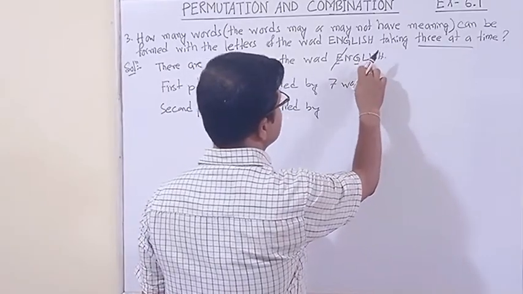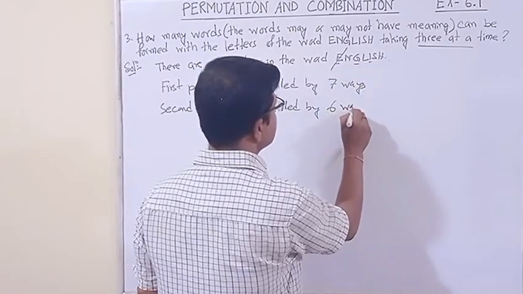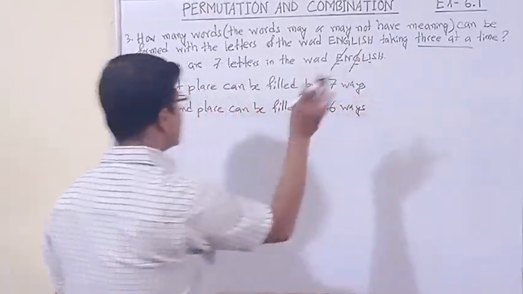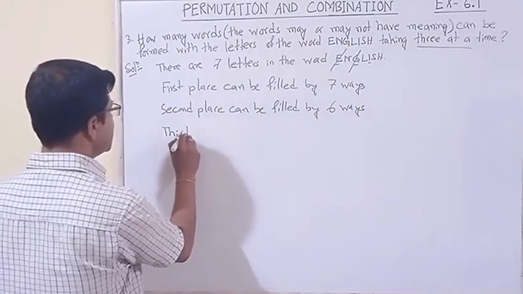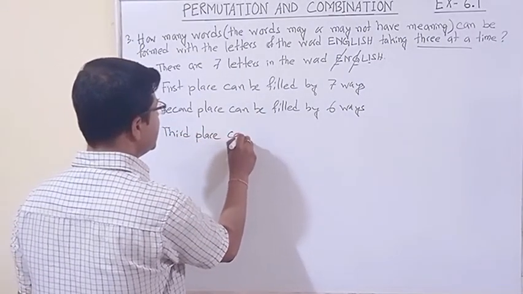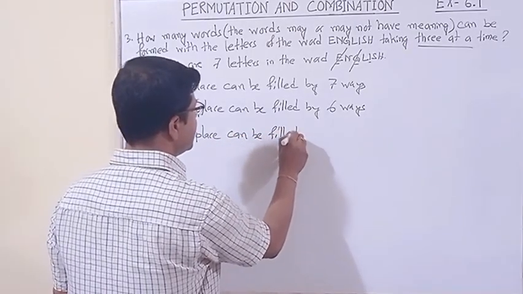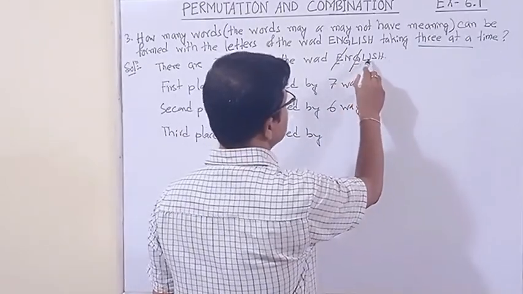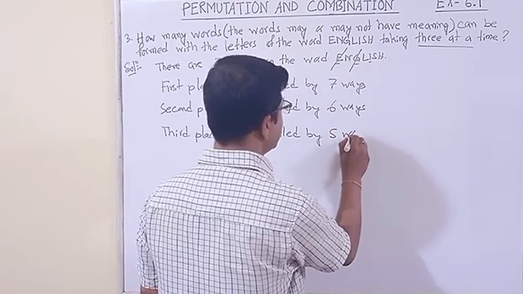Now suppose this place we have to fill up. Second place can be filled by how many ways? Now you see, how many letters or alphabets remained? Let us count 1, 2, 3, 4, 5, 6. There are 6 ways. Okay, so suppose this place is also filled up. Now we have to fill up the third place. Third place can be filled by how many ways? Now how many letters are there? Let us count. 1, 2, 3, 4, 5. So that is 5 ways. Got it?